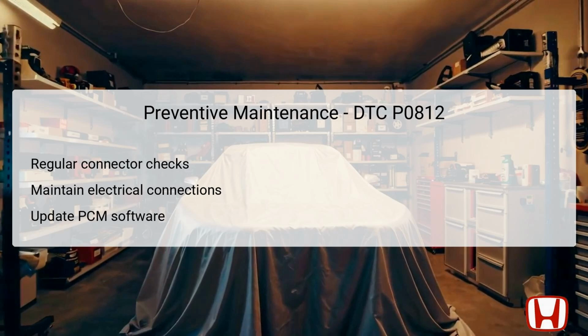Additionally, always ensure the PCM software is kept up to date with the latest version. Outdated software can lead to communication failures and erroneous DTC readings. Routine maintenance practices like these will help in ensuring a well-functioning transmission system, ultimately promoting reliable vehicle performance and safety.